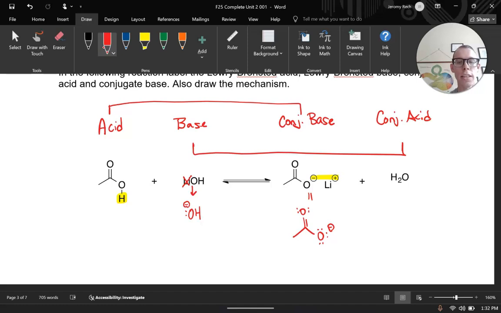Now that we've identified these, let's go ahead and actually show the mechanism or the process in which we get from our starting materials to our products.